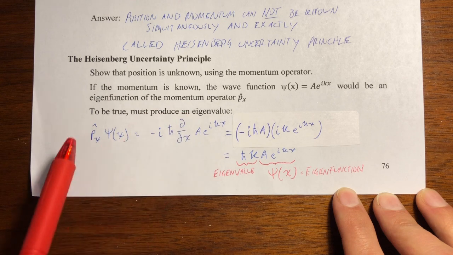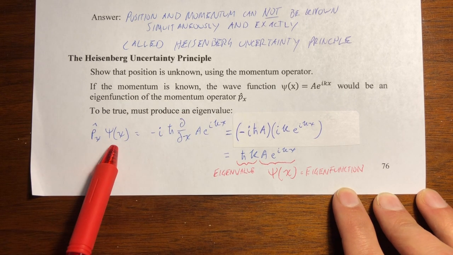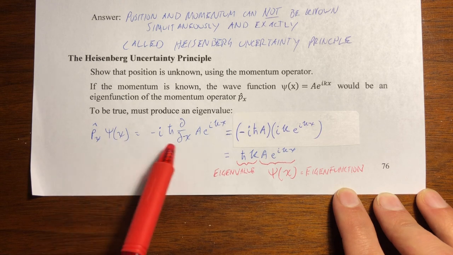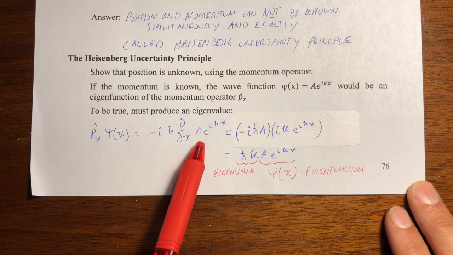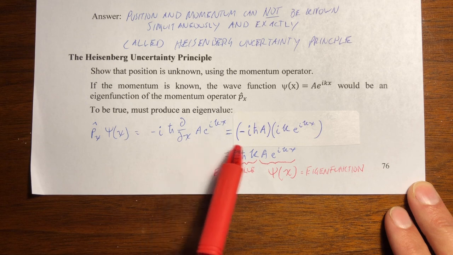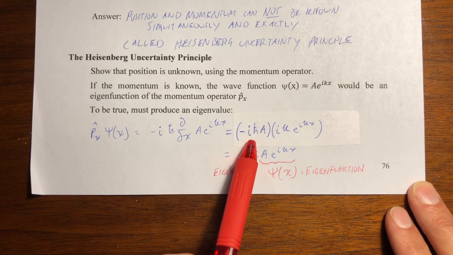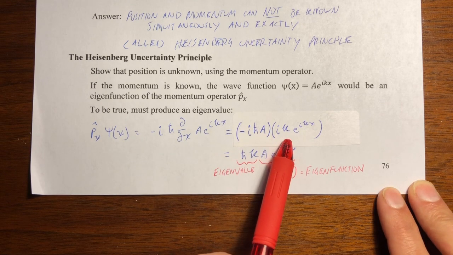So that's testable. We can use the momentum operator acting upon wave function psi of x and show that that's equal to negative i times h bar times the partial derivative with respect to x of wave function a times e raised to the ikx. And when we put that together, that is going to be equal to negative i times h bar times a, our constants, times the result of our derivative, i times k times e raised to the ikx.